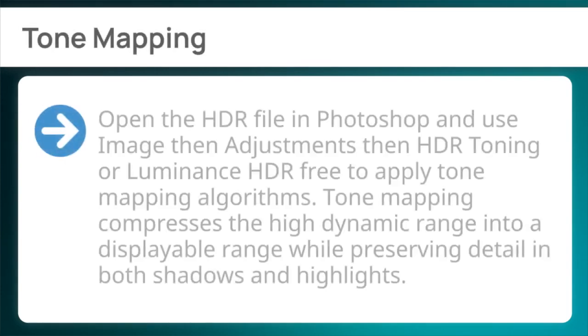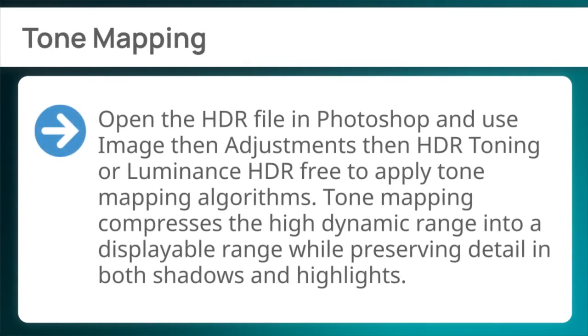Next, tone mapping. Open the HDR file in Photoshop and use Image, then Adjustments. Then HDR Toning, or Luminance HDR, free, to apply tone mapping algorithms. Tone mapping compresses the high dynamic range into a displayable range while preserving detail in both shadows and highlights.